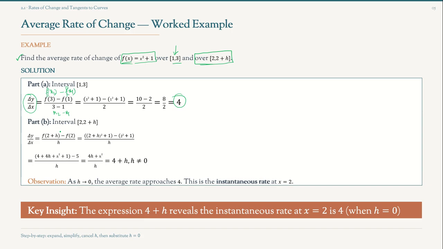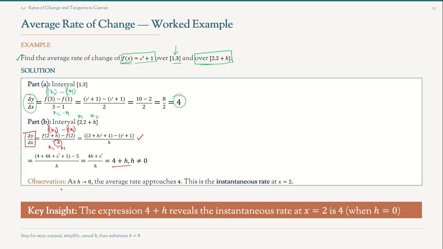Okay, and for the interval 2 comma 2 plus h, this one is x1 and we can consider this one as x2, and then delta y by delta x, that is f of x2 minus f of x1, and then x2 minus x1. So we will have h. Then if we put the values here, then we have this.